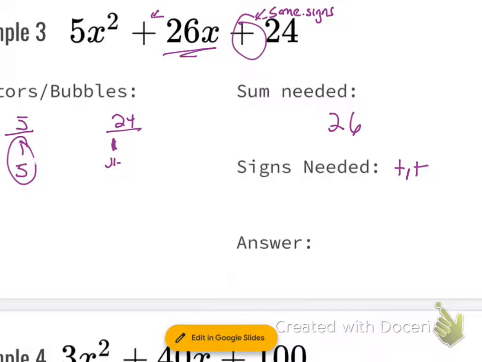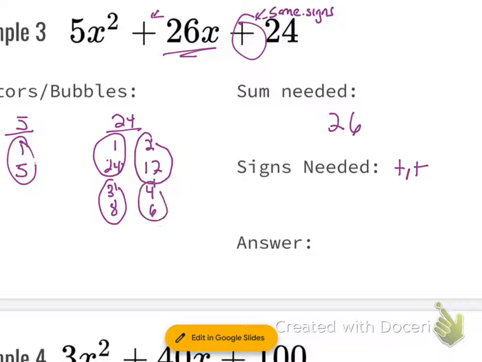Let me try writing again. It's really struggling, so give me 1 second. 1 and 24, or 2 and 12, or 3 and 8, or 4 and 6. I'm going to put bubbles around each of those pairs. Okay, let's start trying some of these out.